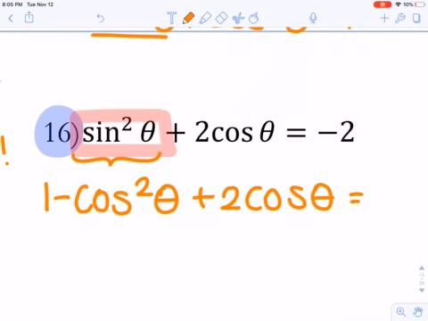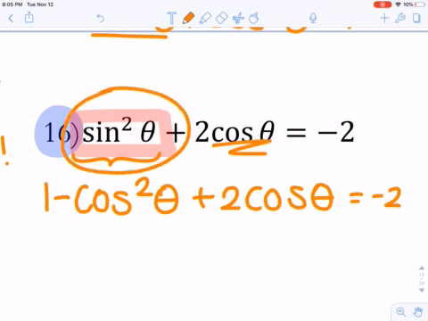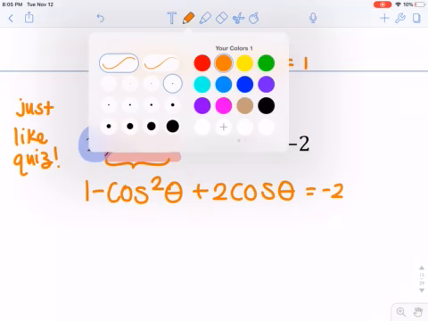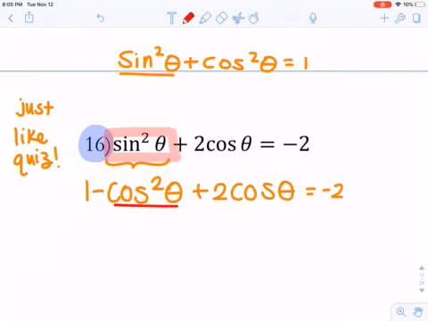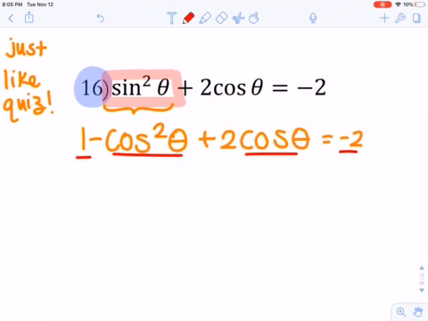So all I'm doing is replacing the sine squared, since it's a different trig function than this one, with an identity so that now everything's in terms of cosine. And this will be a lot more helpful for me to solve. Since I have a cosine squared and a regular cosine, it's a hint that this may be a factoring problem. Since I also have constants, it's probably going to be a trinomial. So I'm going to rearrange this.